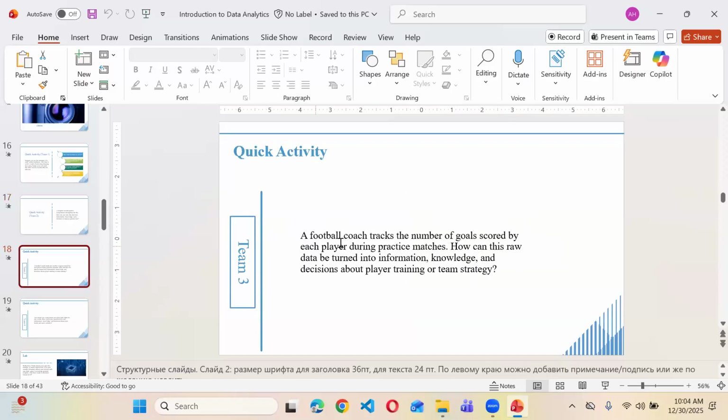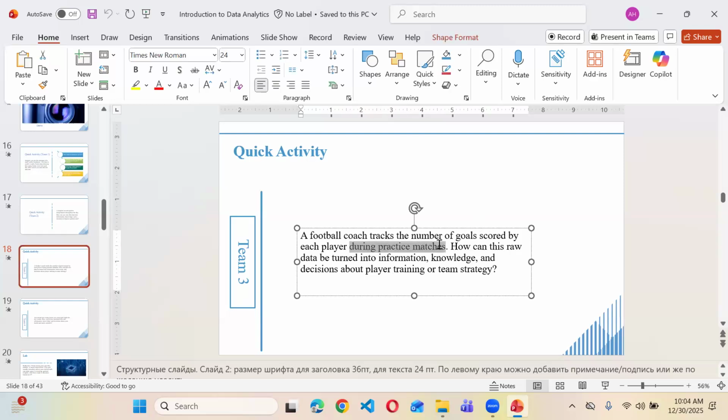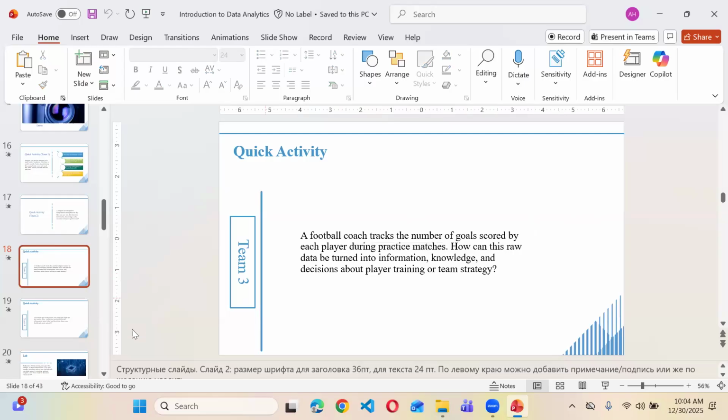Group number three, you are a football coach who tracks the number of goals scored by each player during practice matches. How can this raw data be turned into information, knowledge, and decision? Like you are a coach of Real Madrid or Barcelona. You have some data from the practice matches, and you should put it into information, knowledge, and decision about player training or team strategy. You will analyze the team performance.